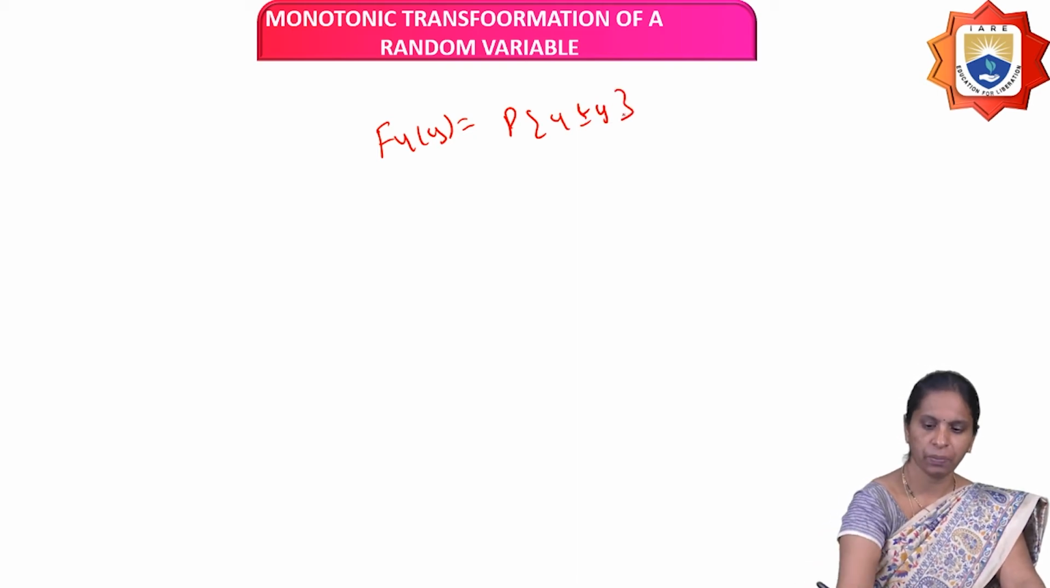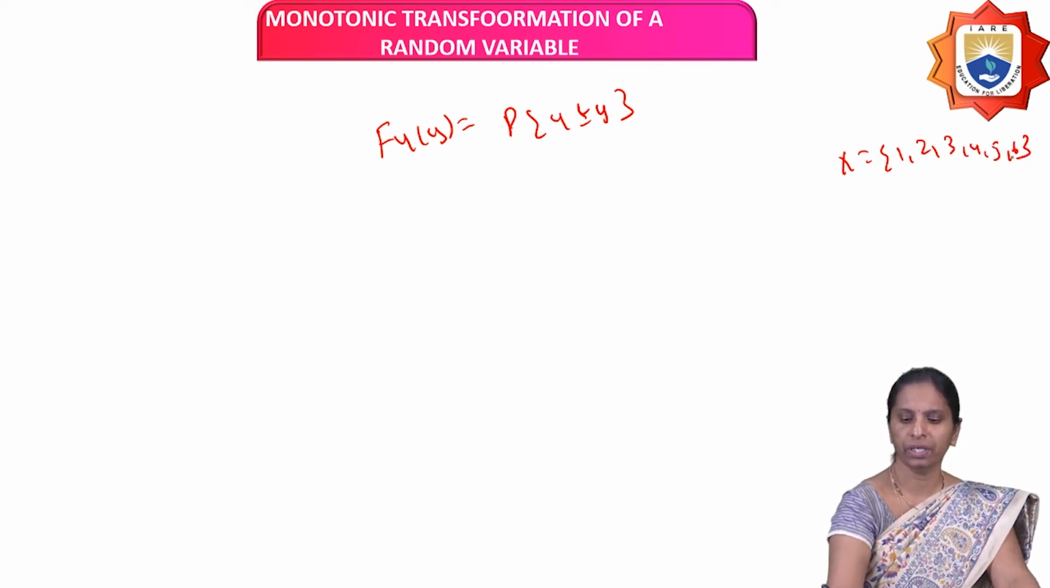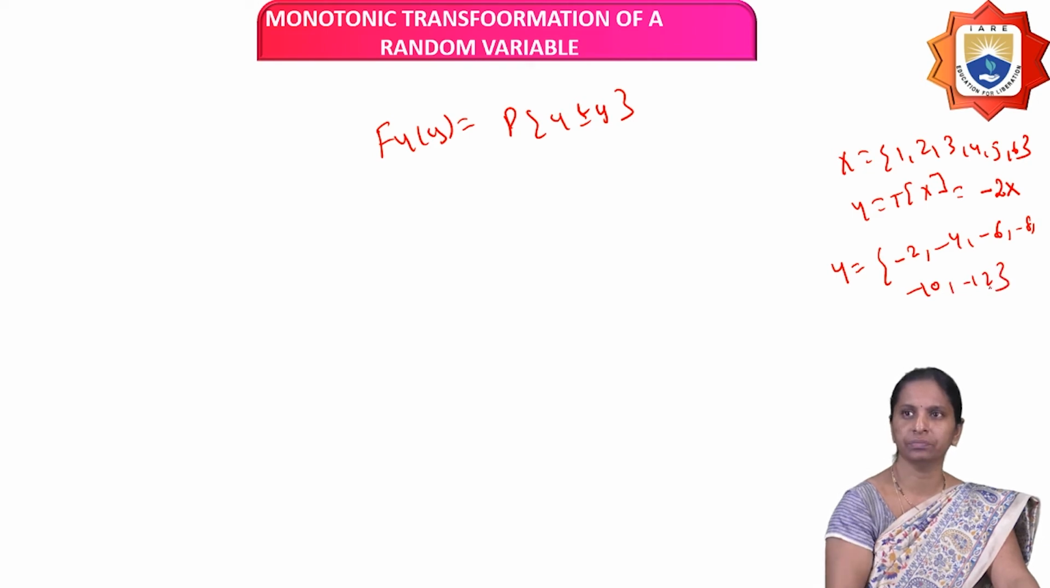Now, for example, I am taking the random variable X equal to 1, 2, 3, 4, 5, 6. Now, what am I doing here? I am performing an operation on the random variable X. What type of operation? Y equals minus X. I am just reversing the sign of the random variable X. Or else I take Y equals minus 2X. Then what do you get here? Minus 2, minus 4, minus 6, minus 8, minus 10, minus 12.